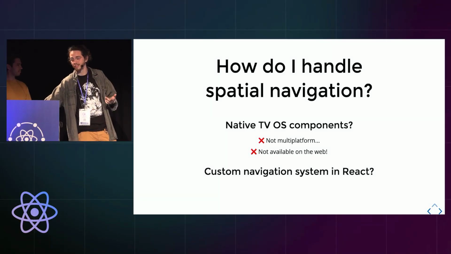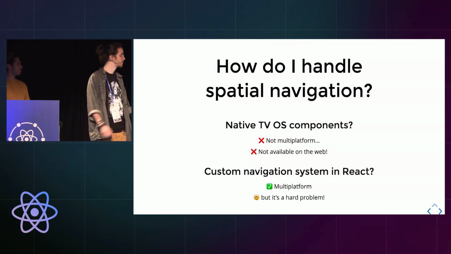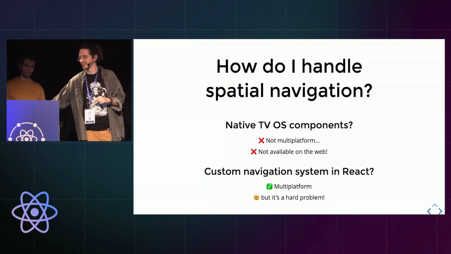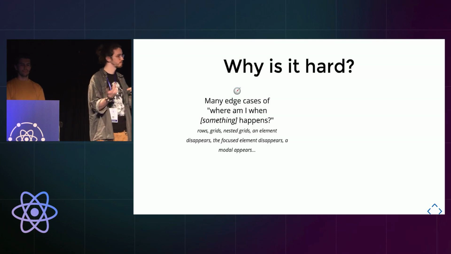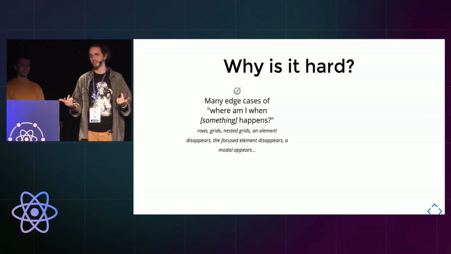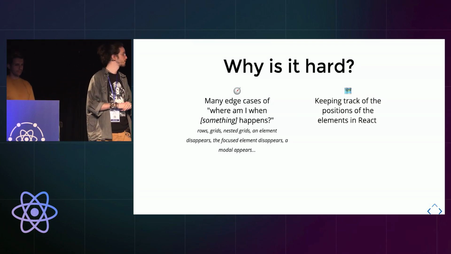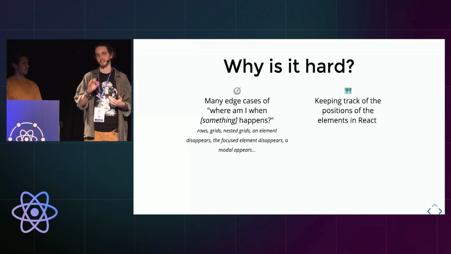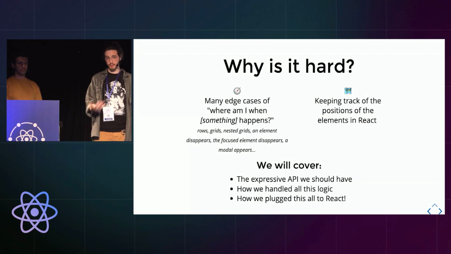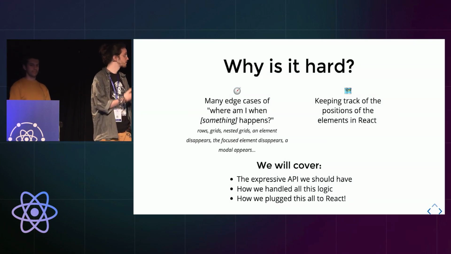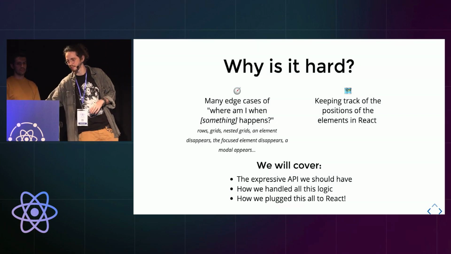So we could use a custom navigation system in React. That would be multi-platform, which is great, but it's also a hard problem. Why is it hard, you may wonder? Well, there are many edge cases of what should happen when I press a button on the TV remote. Also, it's quite hard to keep track of where you are spatially in React. So what we will cover is the expressive API we should have to describe this, how we handle this logic, and how we plug this into React.